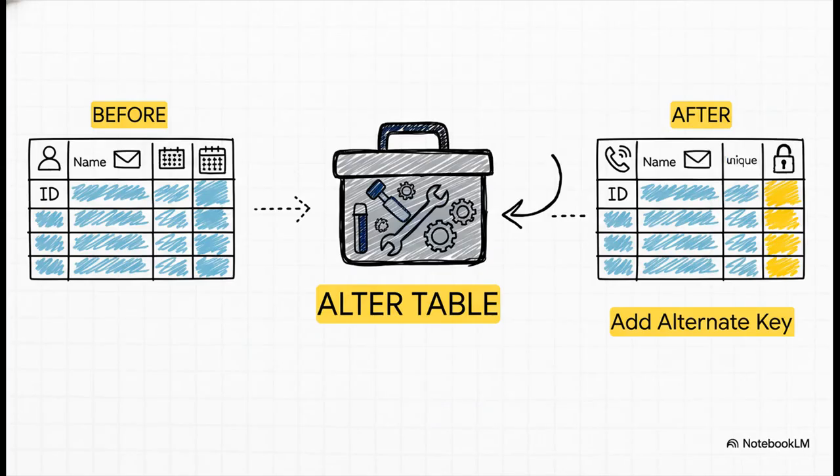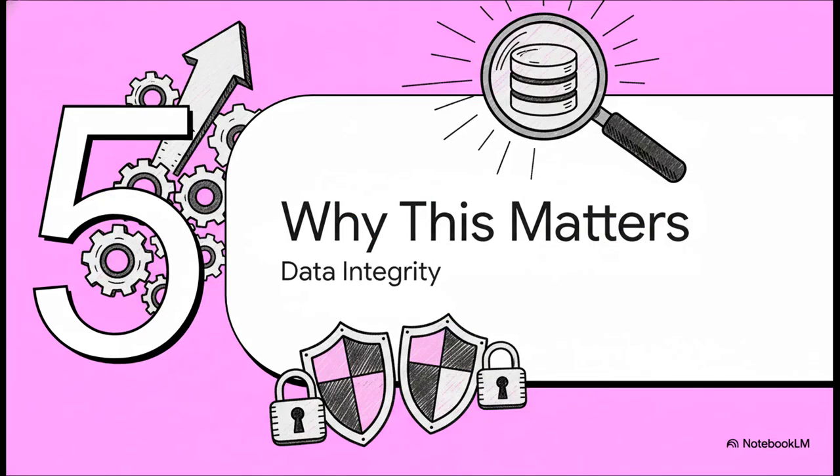And here's a really cool part. You don't have to get this perfect on day one. You can always add an alternate key to a table that's already full of data. For example, maybe a year from now you decide that every student's phone number should also be unique. No problem. You just run the ALTER TABLE command, add that UNIQUE constraint to the phone column, and you're good to go. So we've seen what alternate keys are and how they work. Let's just zoom out for a second and talk about the big picture. Why should you actually care about using these in your projects?